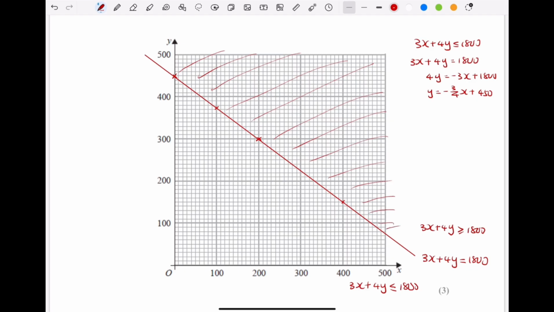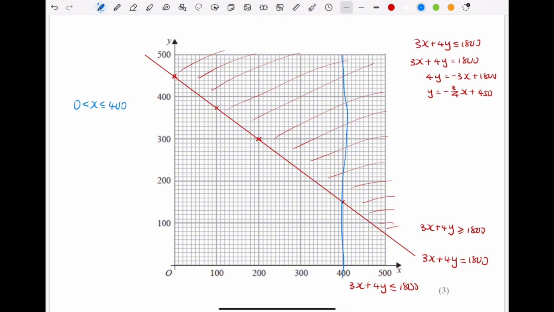We can do so by checking some points. You can substitute the point 0, 0 back into the inequality and see if it's true. If it's not, you are going to shade it away. So anything above this line will be shaded away because that is not what we want. Moving on to the second inequality, x is between 0 and 400. x needs to be smaller than 400.